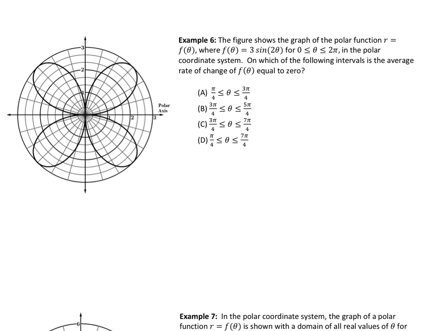Example 6. It says the figure shows the graph of polar function r equal to f of theta, where f of theta is 3 times sine of 2 theta between 0 and 2 pi in the polar coordinate system. On which of the following intervals is the average rate of change of f of 0 equal to 0? So what I need us to do on this problem is do that average rate of change formula that we just did in the problem before this for each of these answer choices.